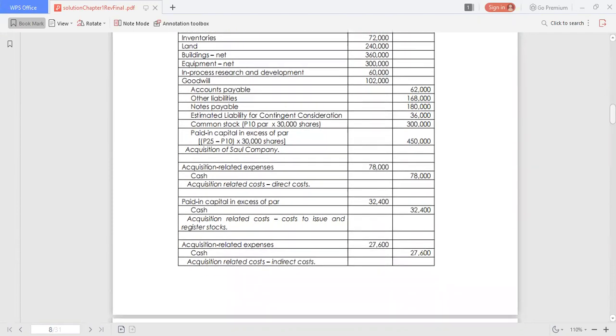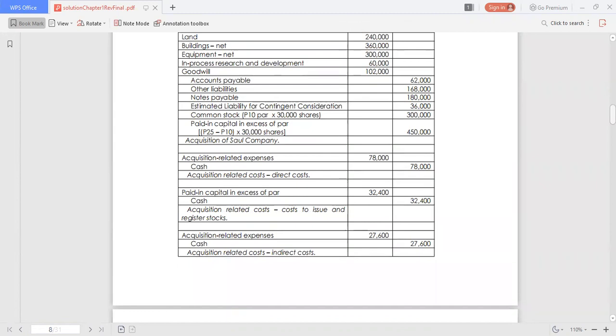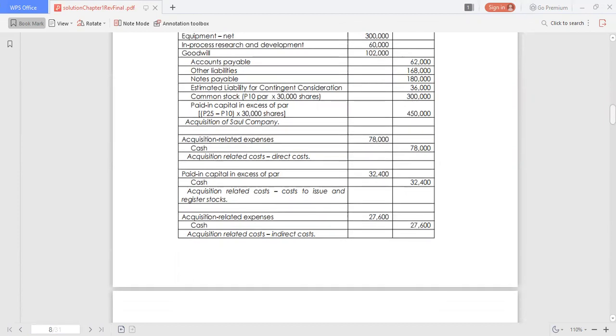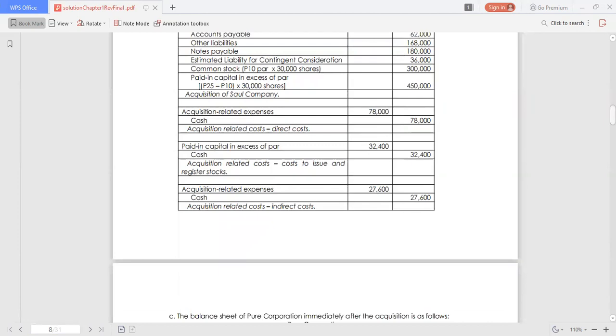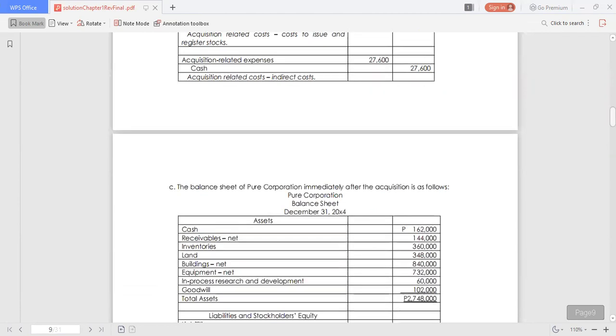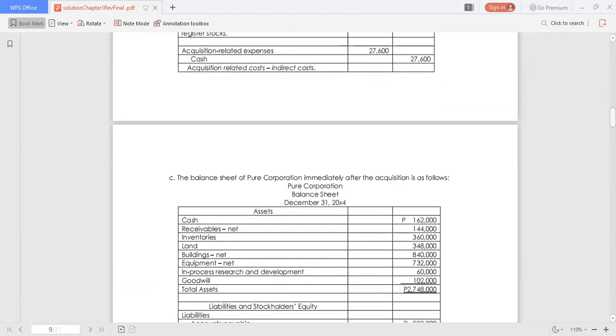Then we have the credit of cash equal to credit by 78,000, leaving us 222,000, and then we have another credit for cash of 32,400. So we have now 189,600, and another for 27,600. So we have now the remaining cash of 162,000.